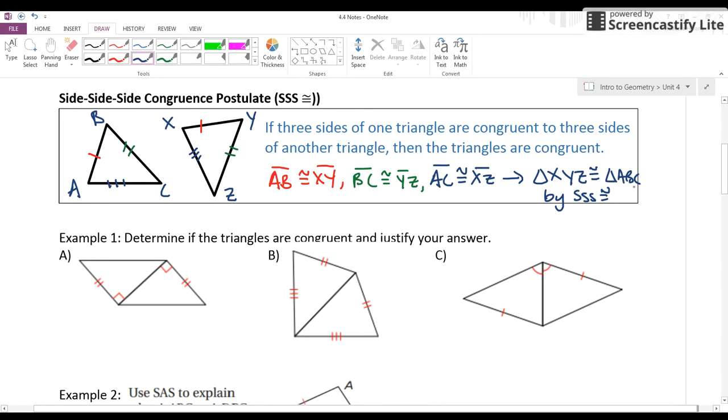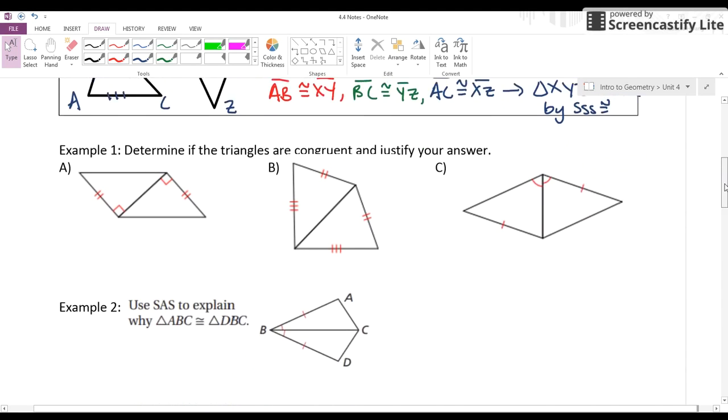Really look at what you have to be given. So again, it's three things, but you want to look very carefully. Are we given the included angle? Are we given all three sides? Before you can say yes or no. All right, let's take a look at example 1.